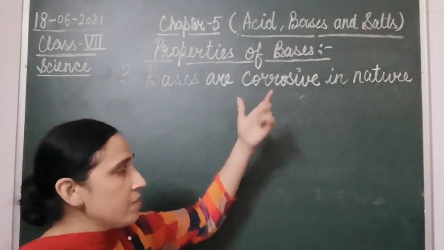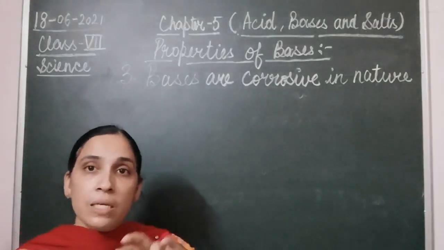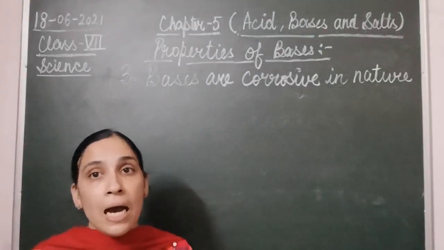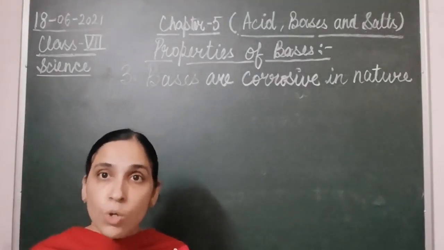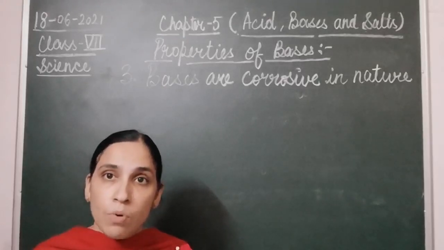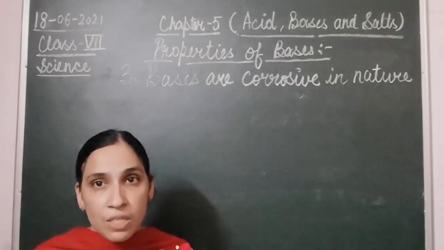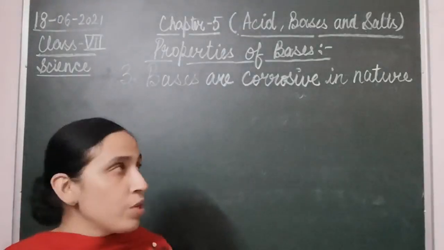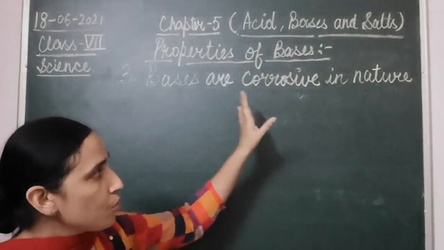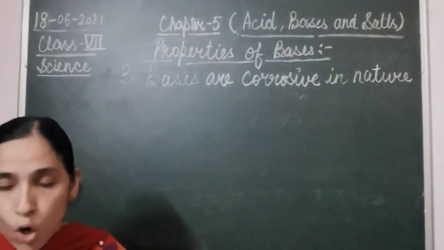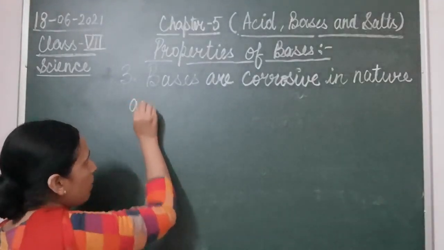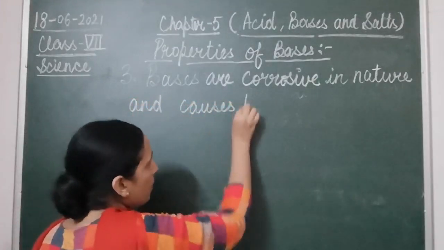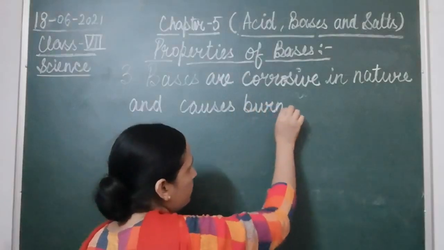Now what do you mean by corrosive? Corrosive means some kind of chemical reaction which causes discoloration and destruction. The cloth can be torn also, it can be destroyed also. Discoloration will also be there. Discoloration means the color will be removed. So bases are corrosive in nature and cause burn injury to skin.